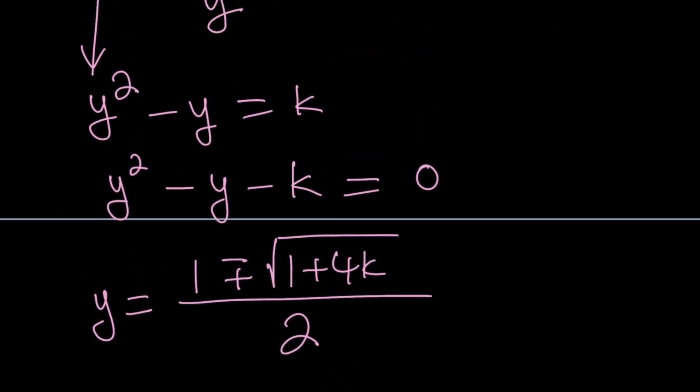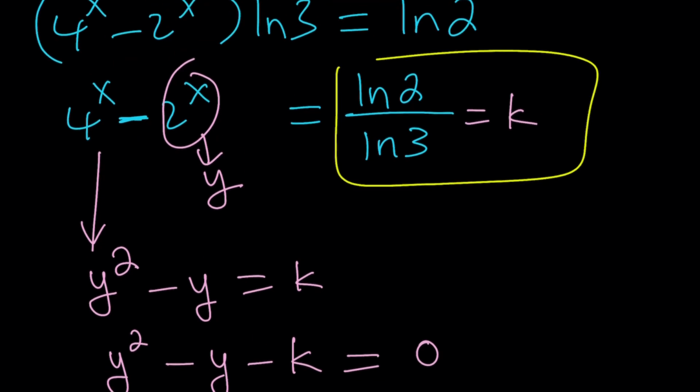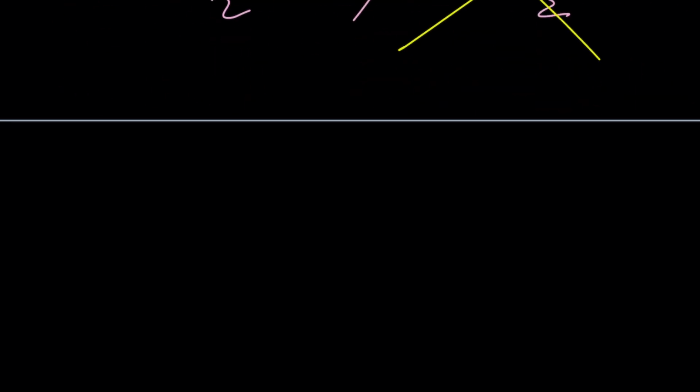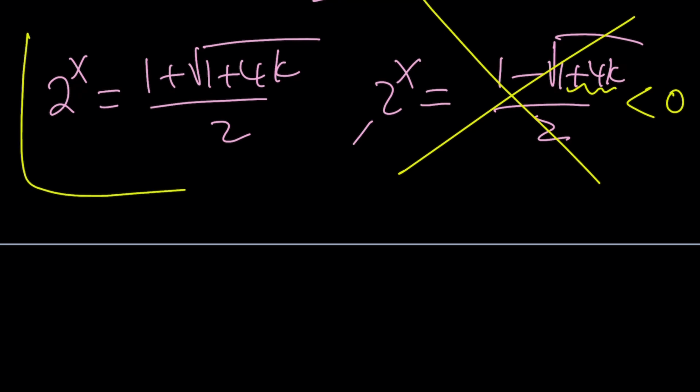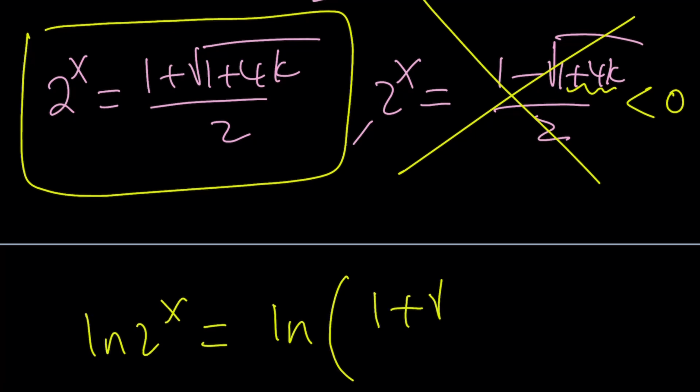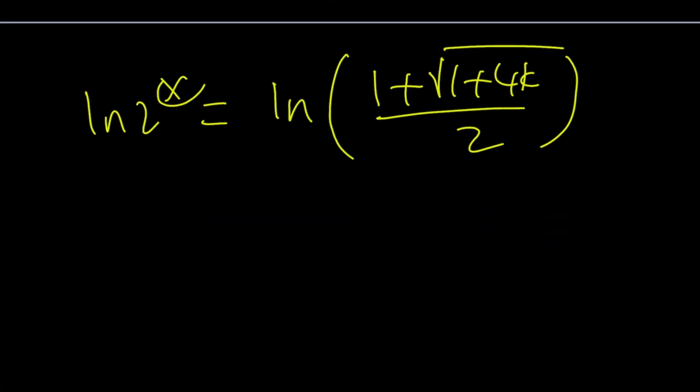How do I know that it's ln 2 over ln 3? Obviously, it's positive. It's a constant and it's positive because ln 2 and ln 3 are both positive. So this is negative. And 2 to the power x cannot be negative for real values. If you want to solve complex solutions, you can, but I'm just going to stick to the real deal here. So 2 to the x is this now. You can go ahead and ln both sides one more time. ln 2 to the x equals ln of 1 plus the square root of 1 plus 4k over 2, and then bring the x down, and you're gonna get the answer from here.